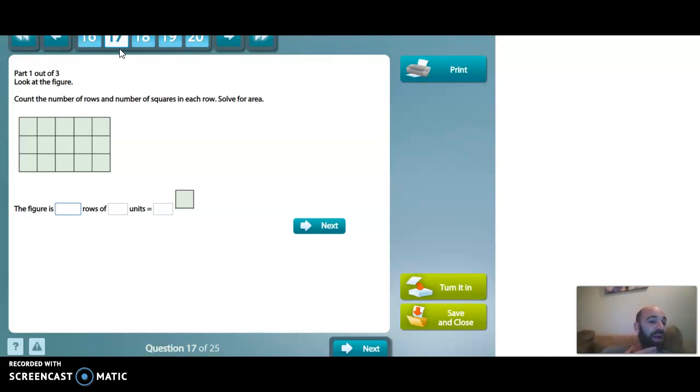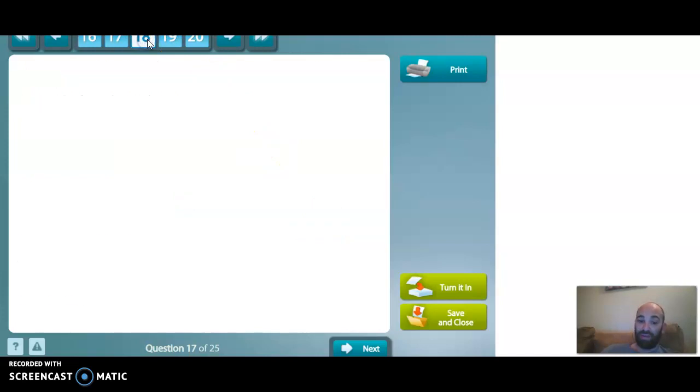All right. Count the number of rows and the number of squares in each row. Solve for the area. The figure is rows of units. All right. I can't go to the next one or else it'll show it to me. You're going to have to read those on your own. Sorry, I wish I could help you out, but I've learned my lesson today that it'll give you the answer.